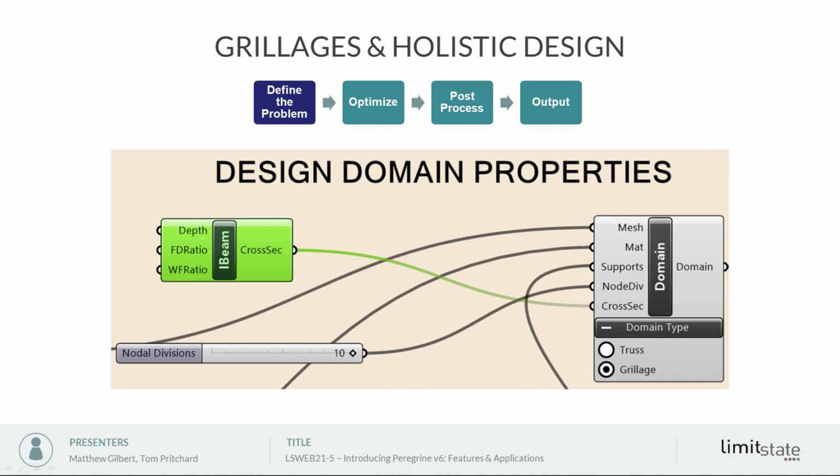On the right here you can see we have a design domain component which allows us to select between truss and grillage type structures, and then feeding into that we have this I-beam cross section. Similarly, we can also specify CHS, and we can change the domain type to be a truss for if we're looking at, for instance, walls or more traditional frame type structures.